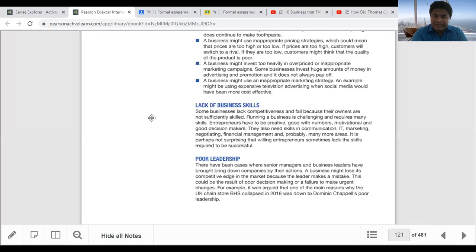In some business organizations, the leaders' competitiveness and everything is very low, and they fail because the owners are not sufficiently skilled. Right? Running a business is challenging and requires many skills. Entrepreneurs have to be creative, good with numbers, motivational, and good decision makers. So basically, you can see poor leadership control. You can see the next one.